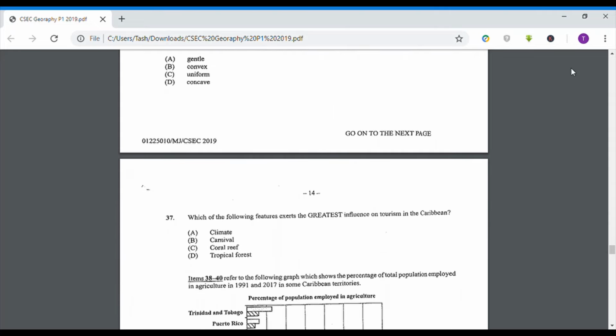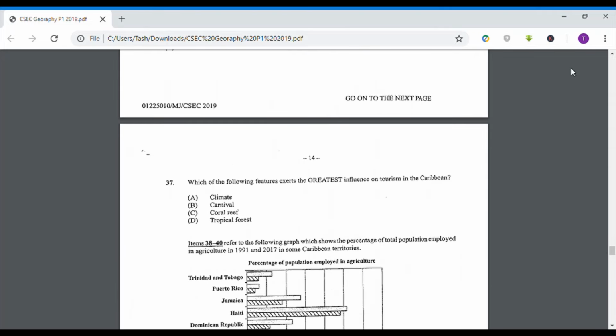For number 37, which of the following features exerts the greatest influence on tourism in the Caribbean? So it said greatest influence. So we have climate, carnival, coral reef, tropical forest. Greatest influence is climate. That is what carries tourists all the year round. That's why they come for the sand, the sun, and the sea.